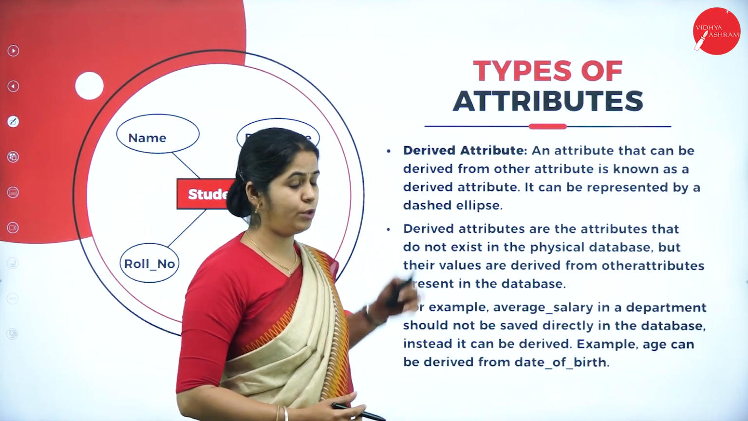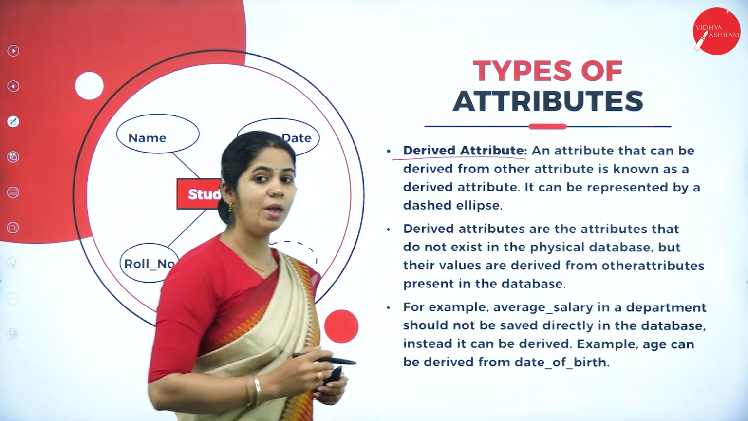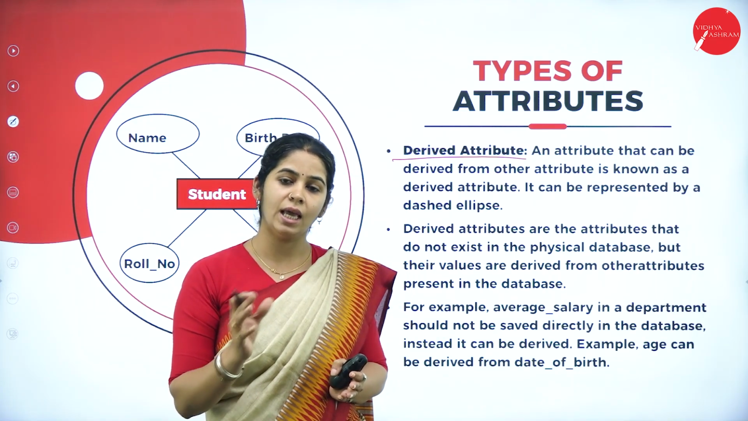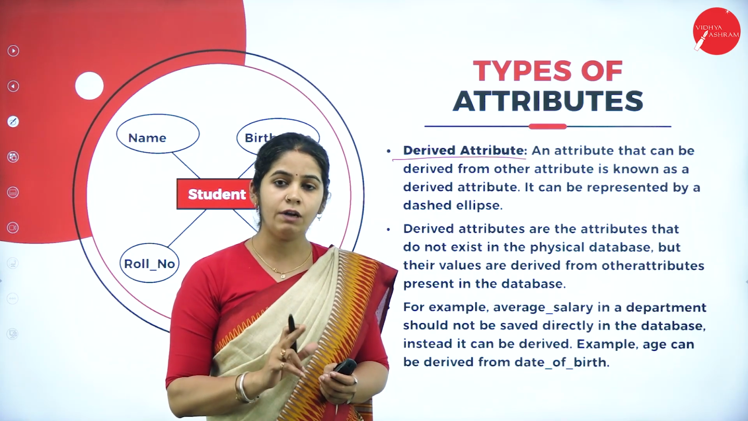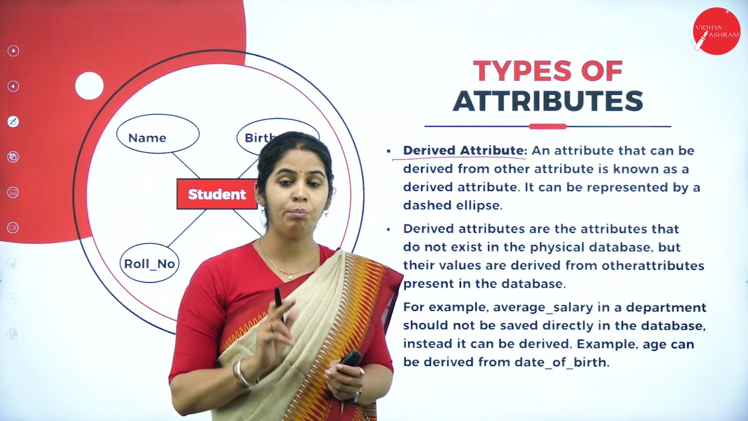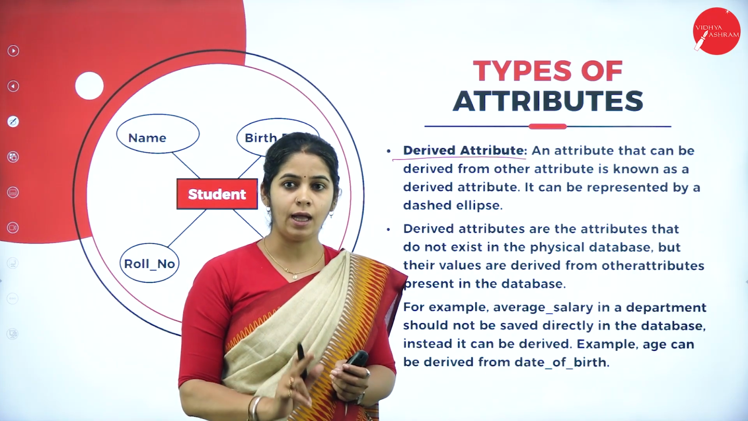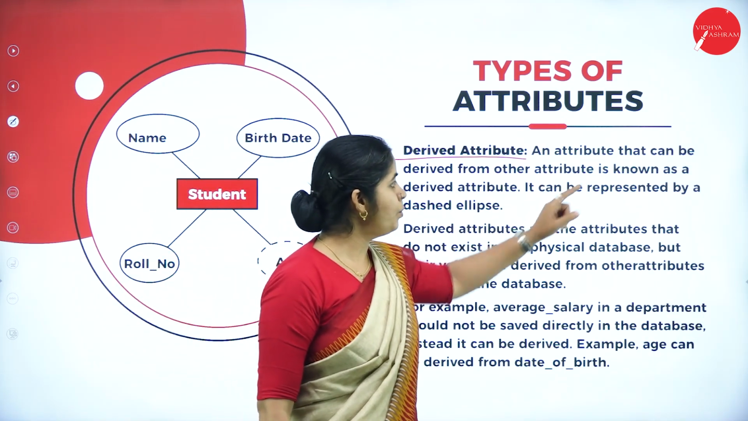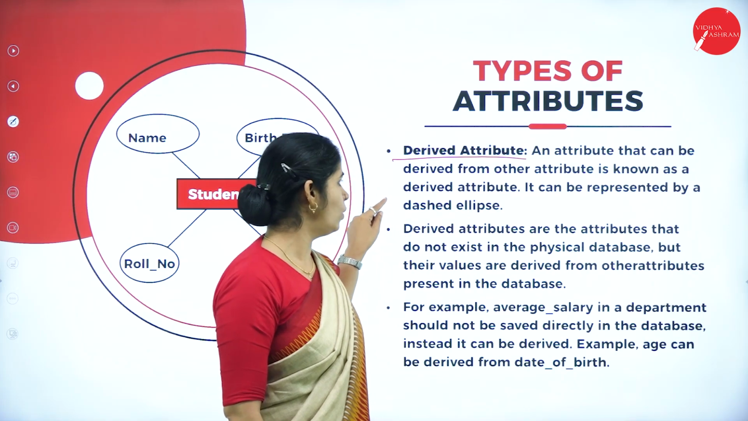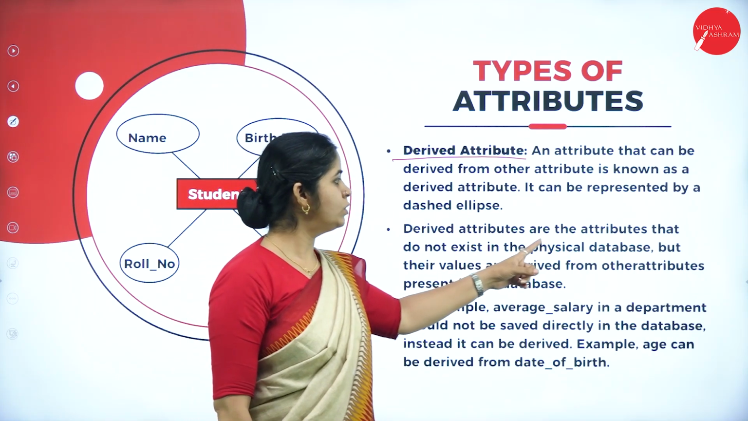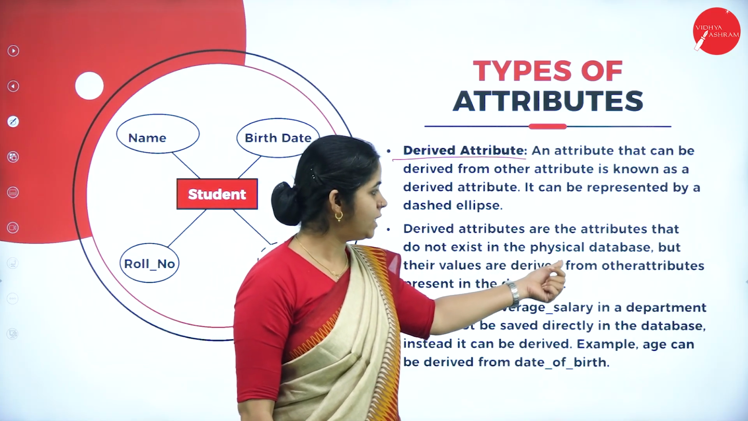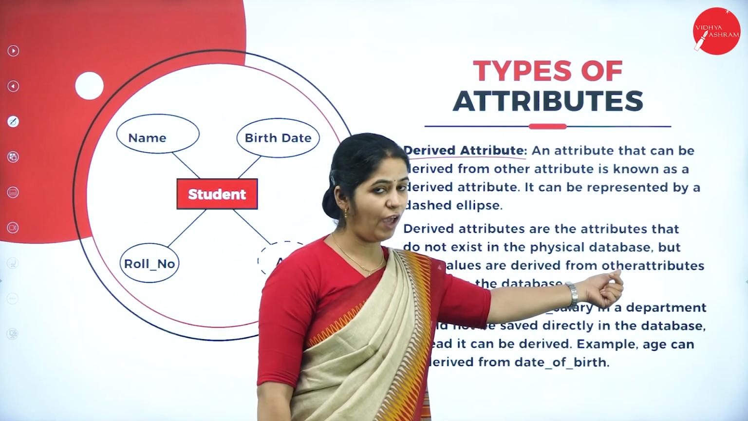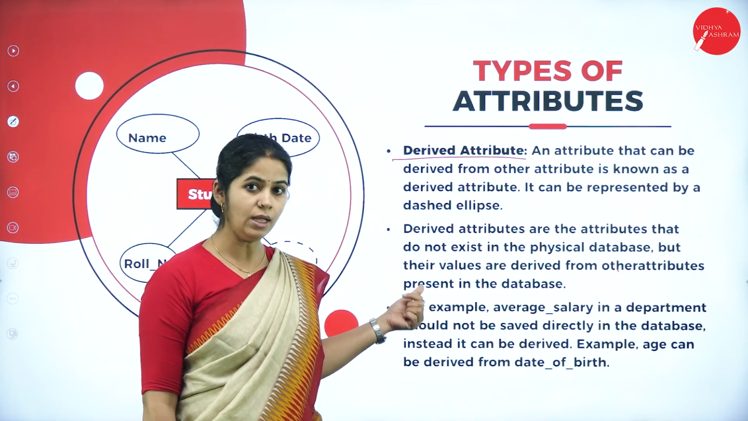The next type of attribute is the derived attribute. What do you mean by derived attribute? It is an attribute that is derived from some other attribute that exists in the entity type. A derived attribute does not exist in the entity type directly. We derive it using some other attribute. Derived attributes do not exist physically in the database, but their values can be fetched from the other attributes that are present in the database.